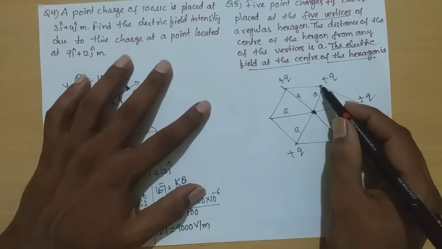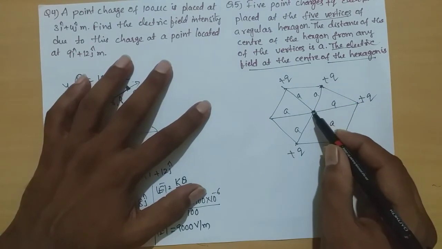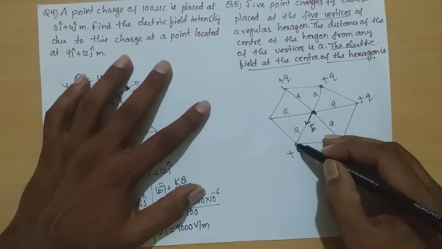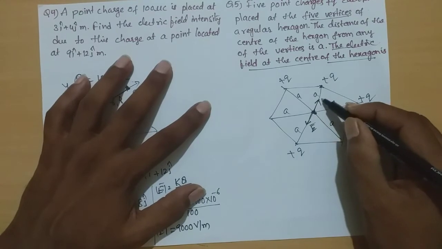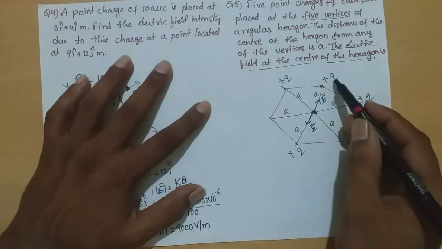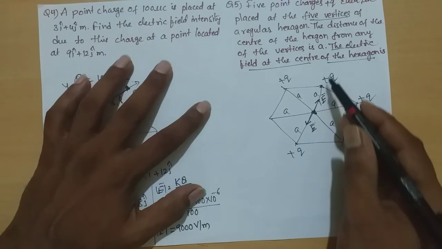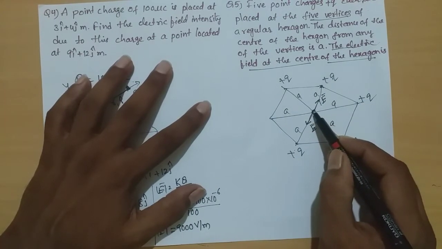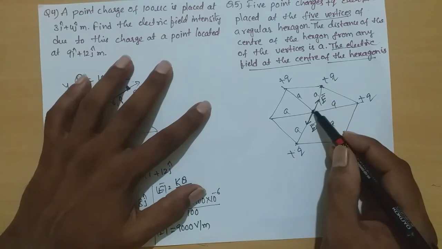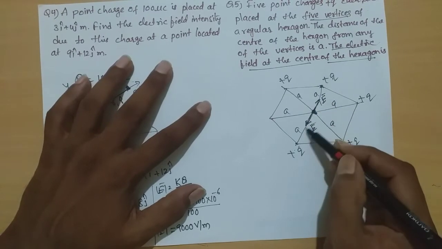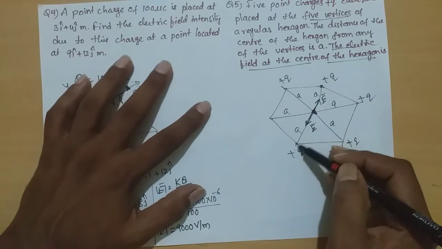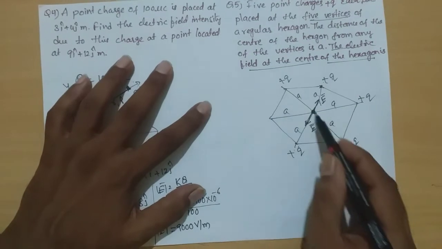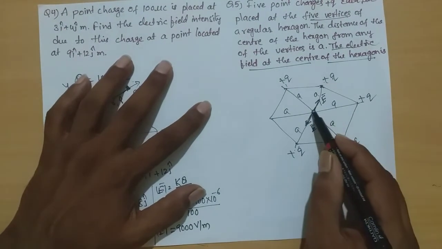Due to this charge, which is positive, the electric field is radially outward, away from this one. Due to this other charge, the electric field is in this direction, radially outward. Both are the same charges and both are at the same distance from the center. So at this point the electric field due to these two charges is equal in magnitude, opposite in direction, and cancels out. The net electric field due to these two charges is 0. In the same manner, the electric field due to these other two corner charges also becomes 0.